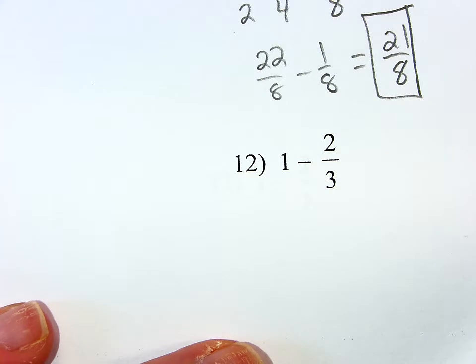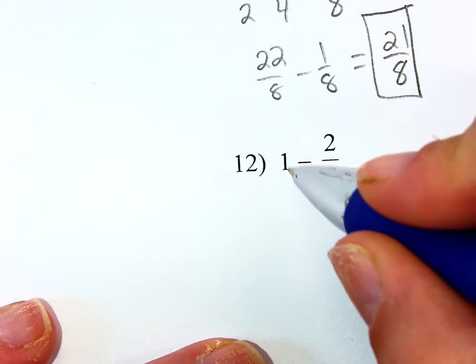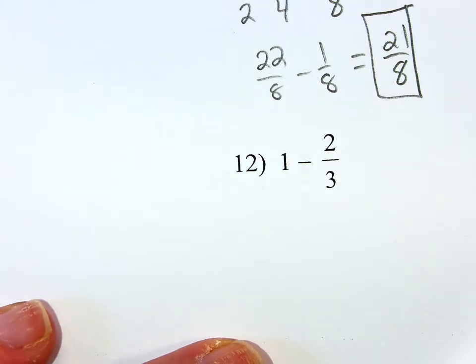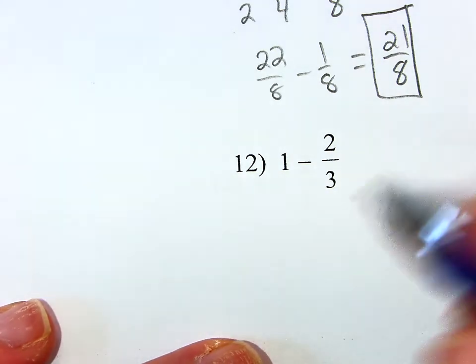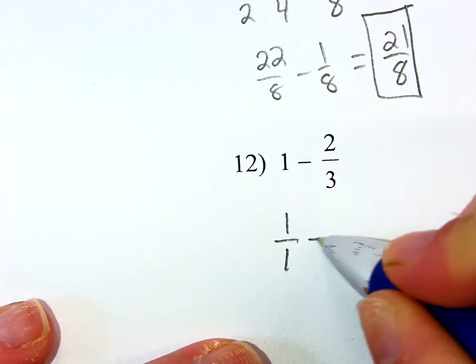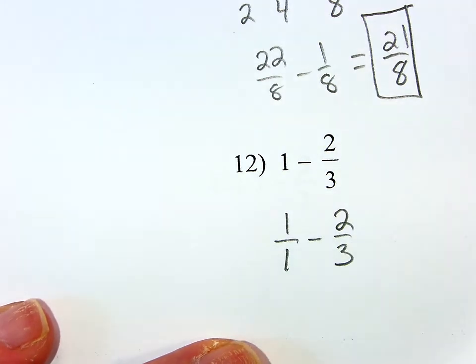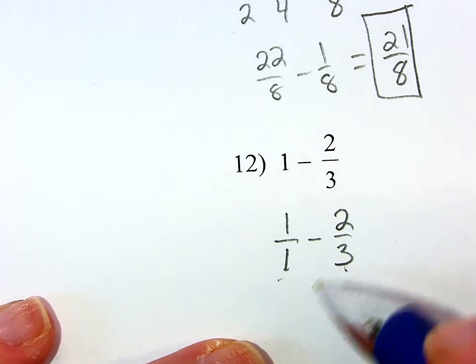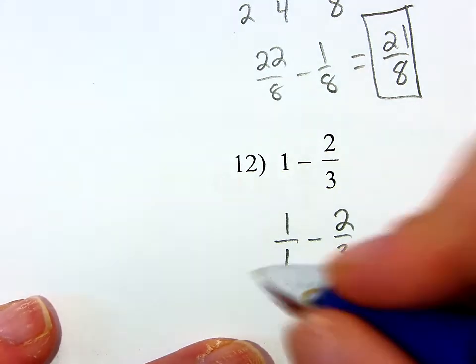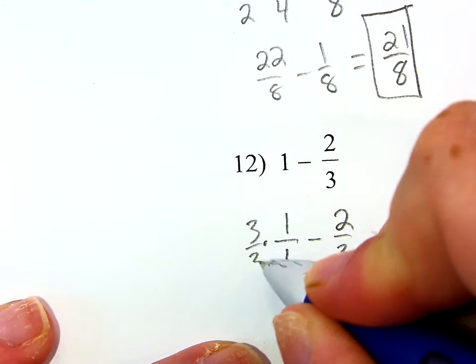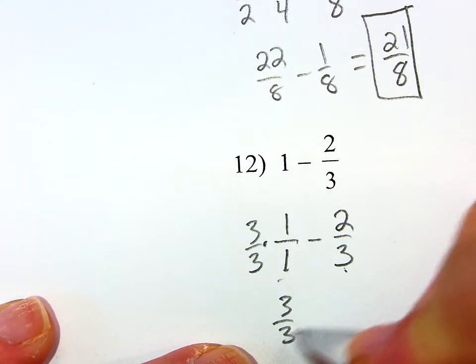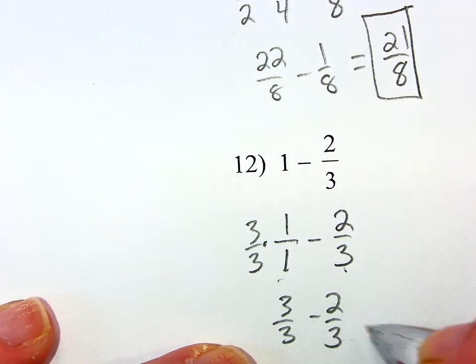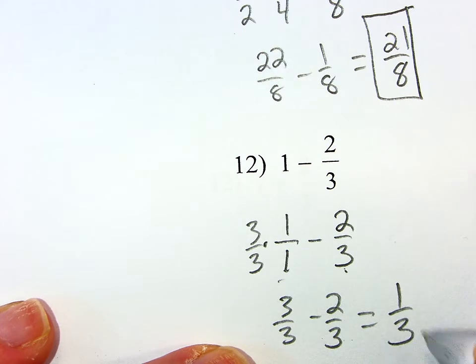1/3. If you're not sure, you can always, how do I write a whole number as a fraction? 1 over 1, right? You just put it over 1. So now you can do the same thing and work through and get the common denominator. So my common denominator would be 3. So I just multiply by 3 over 3. So it's the same thing as 3/3 minus 2/3, which is just 1/3.